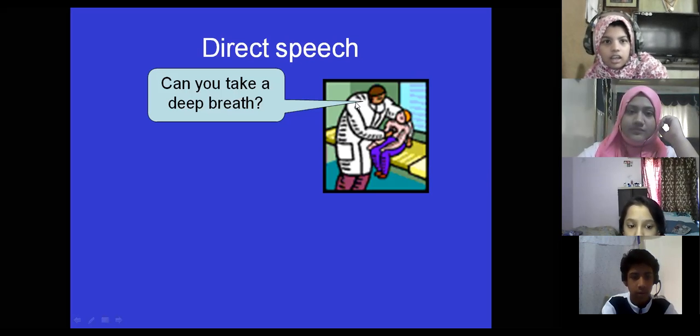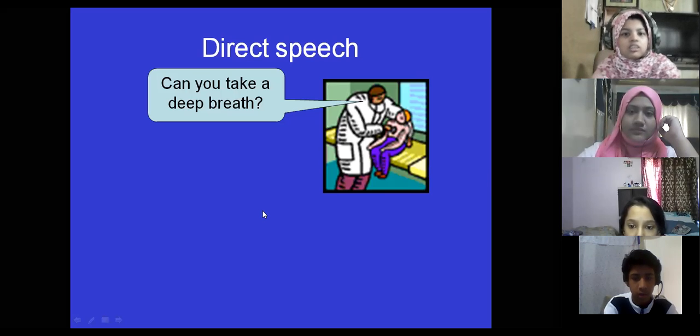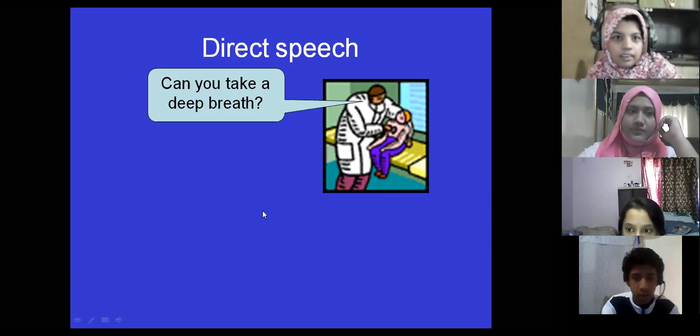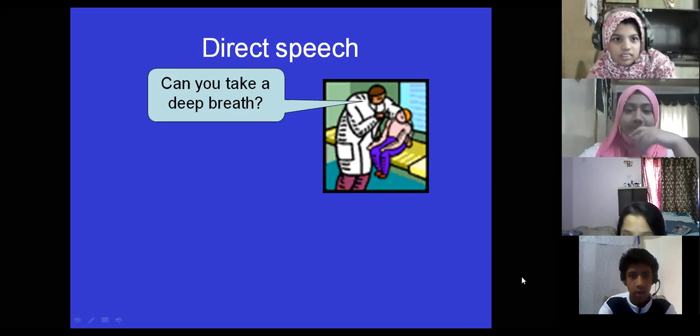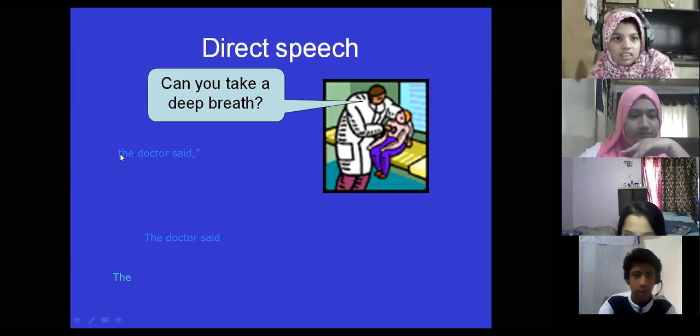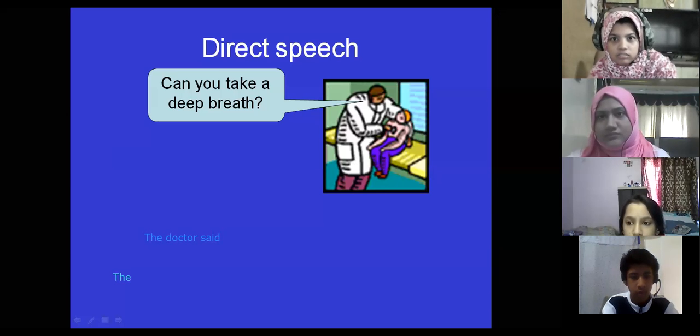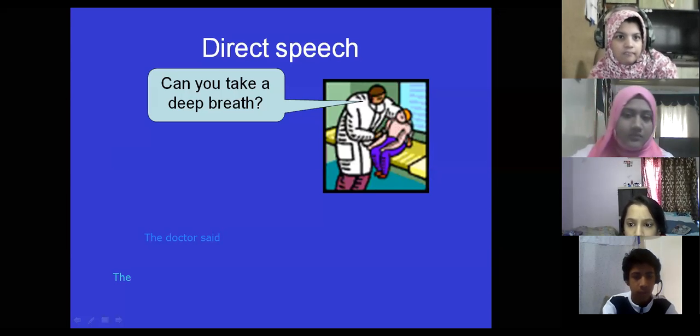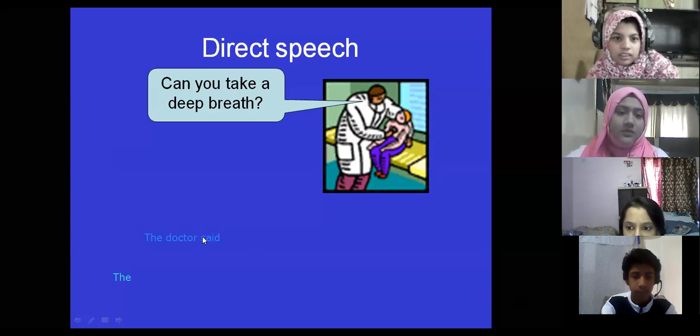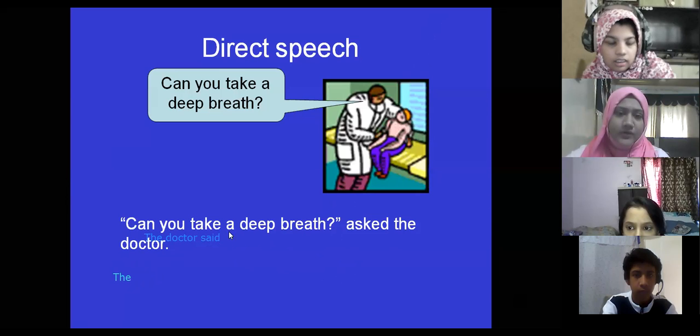Annotate. And where's the text option? Shoot. Don't break the keyboard, Safia. Okay, the doctor said, capital T. And my annotation is not working. Come on.